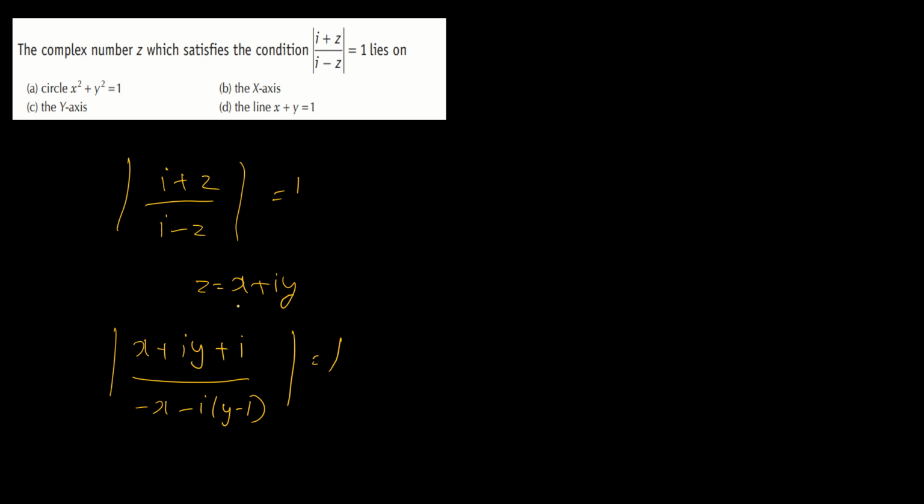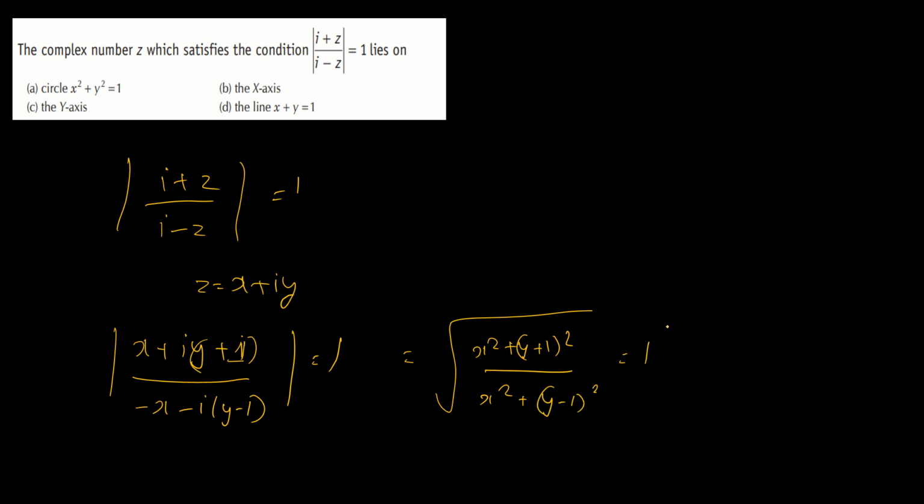I just separated the imaginary terms and real terms. Here also I can do it like this: y plus 1, i of y plus 1. After that, we take the whole root of x square plus (y plus 1) whole square, divided by x square plus (y minus 1) whole square, equal to 1. Putting the root on the RHS, it becomes 1 square.